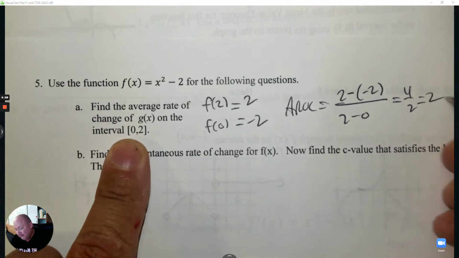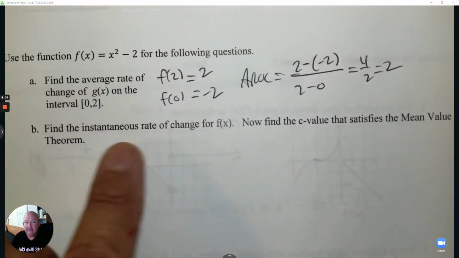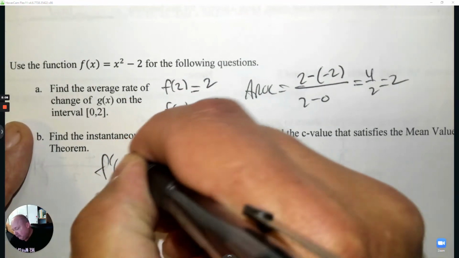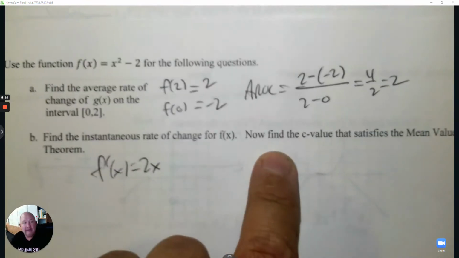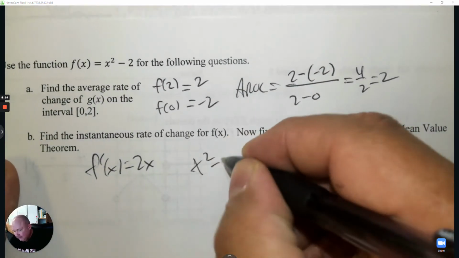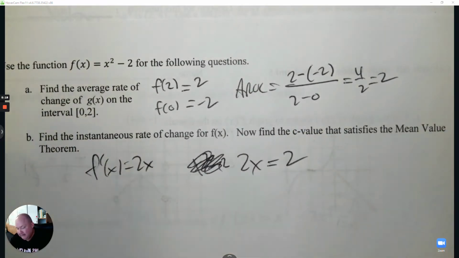So if I put this together, the average rate of change is 2. To find the instantaneous rate of change, I take the derivative, which is 2x, and then it says now find the c value for the mean value theorem. So that means you make them equal. Take the derivative, make it equal, and then solve.